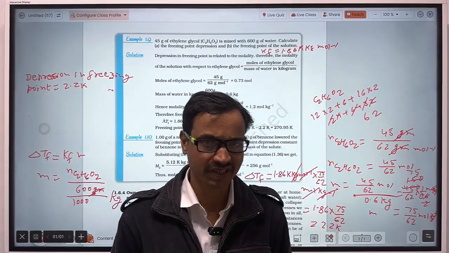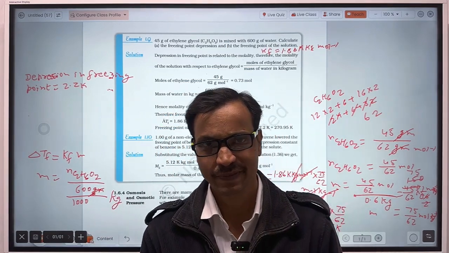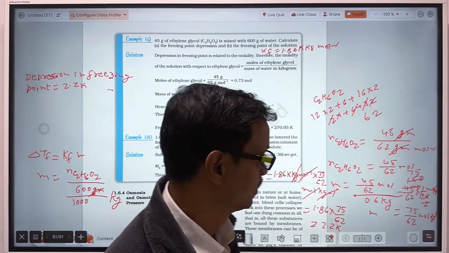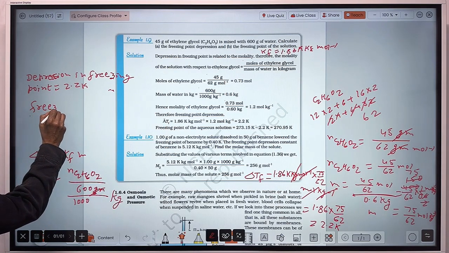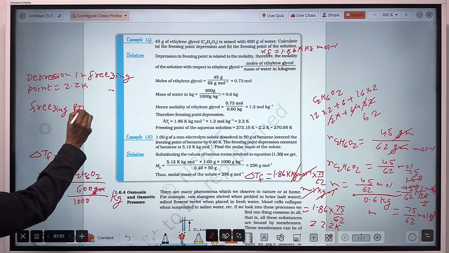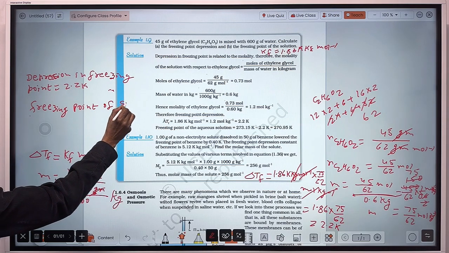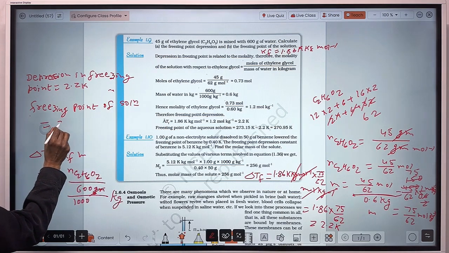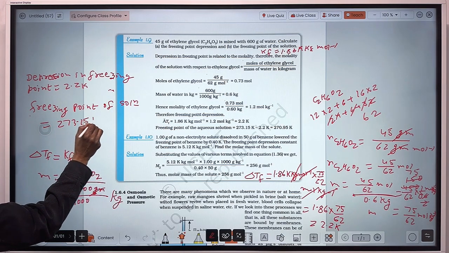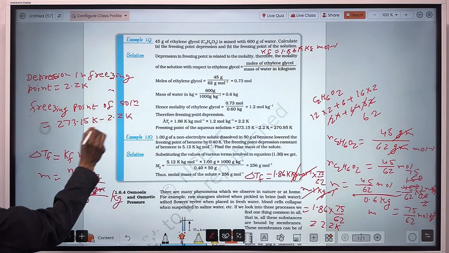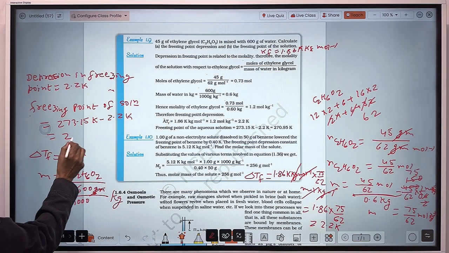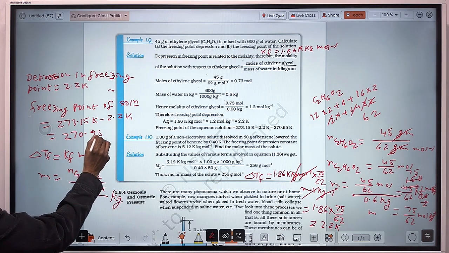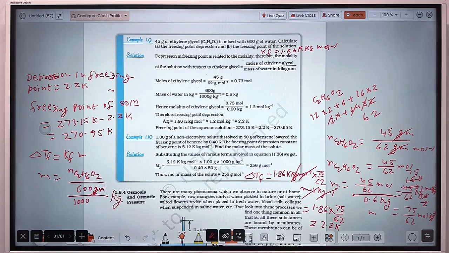And the freezing point of water, you know, is 0 degrees Celsius. That means 273.15 Kelvin. So the freezing point of solution will be equal to 273.15 Kelvin minus 2.2 Kelvin. That will be equal to how much? That will be 270.95 Kelvin.